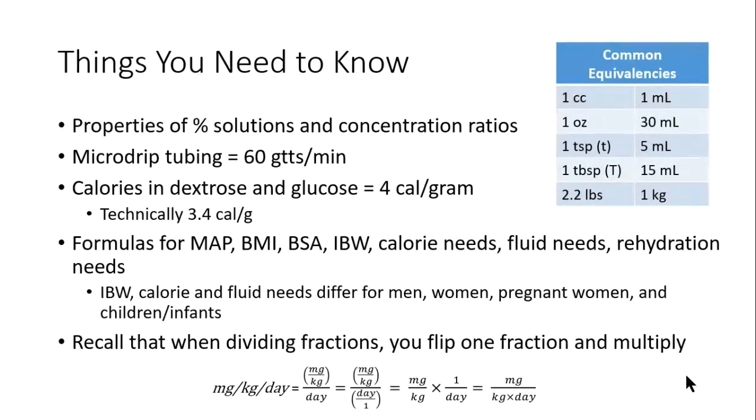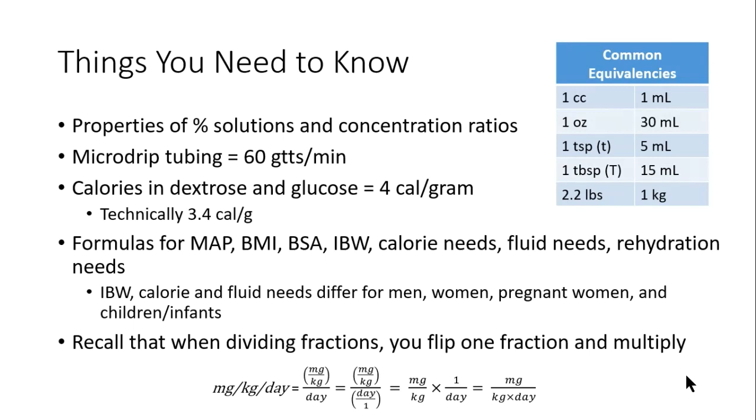The calories in dextrose and glucose are 4 calories per gram. Technically, it's 3.4 calories per gram, but if it's not specified, you assume it's 4 calories per gram. Then we also need to know the formulas for MAP, BMI, BSA, IBW, calorie needs, fluid needs, and rehydration needs. Note, IBW, calorie, and fluid needs differ for men, women, pregnant women, and children and infants. So we have to check that we're using the correct formula when we're working on a particular problem.